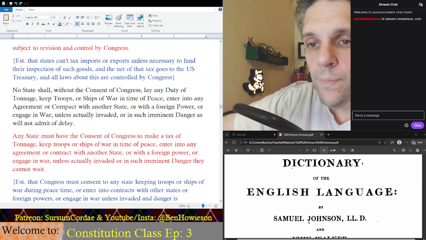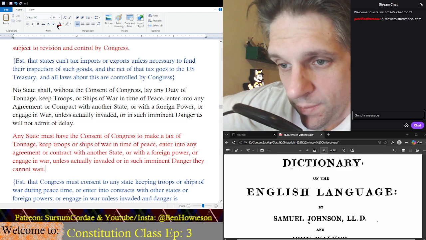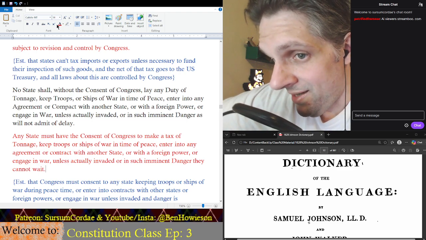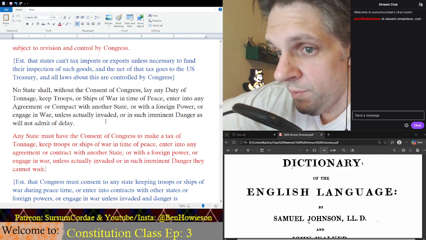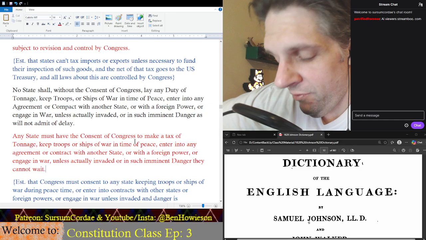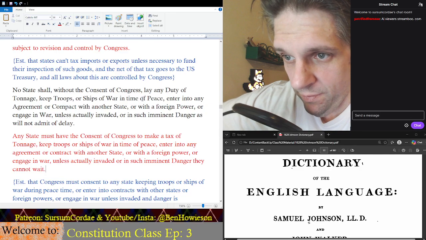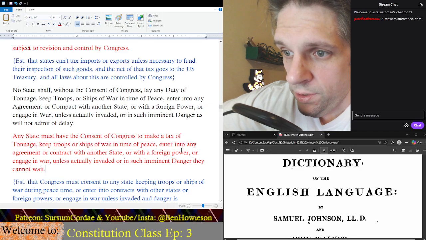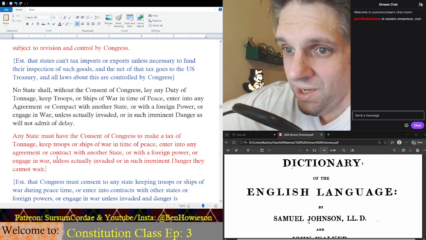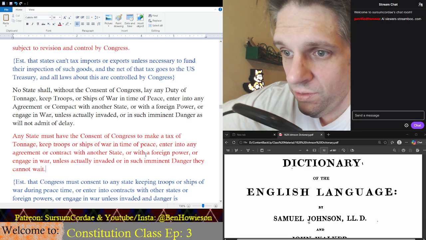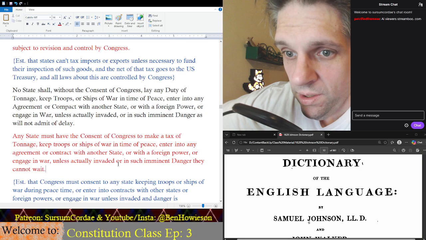Let's try that. Any state must have the consent of Congress to make a tax of tonnage, keep troops or ships of war in time of peace, enter into any agreement or contract with another state or with a foreign power, or engage in war unless actually invaded or in such imminent danger. It cannot wait.